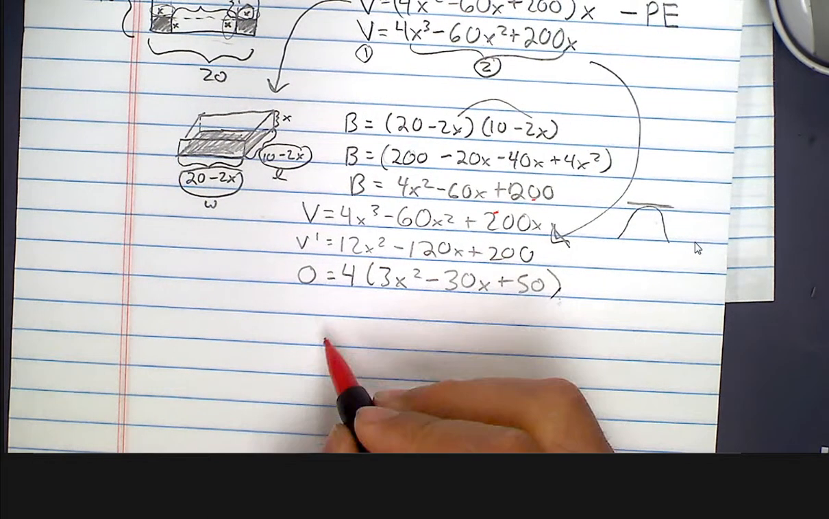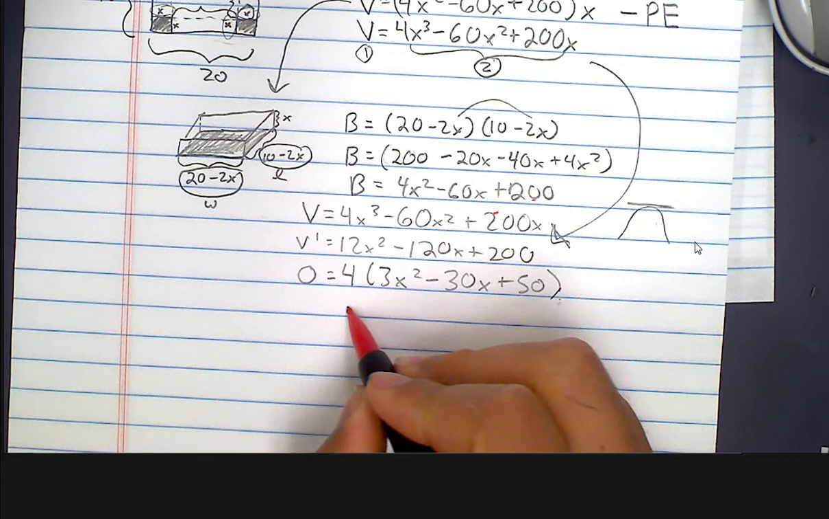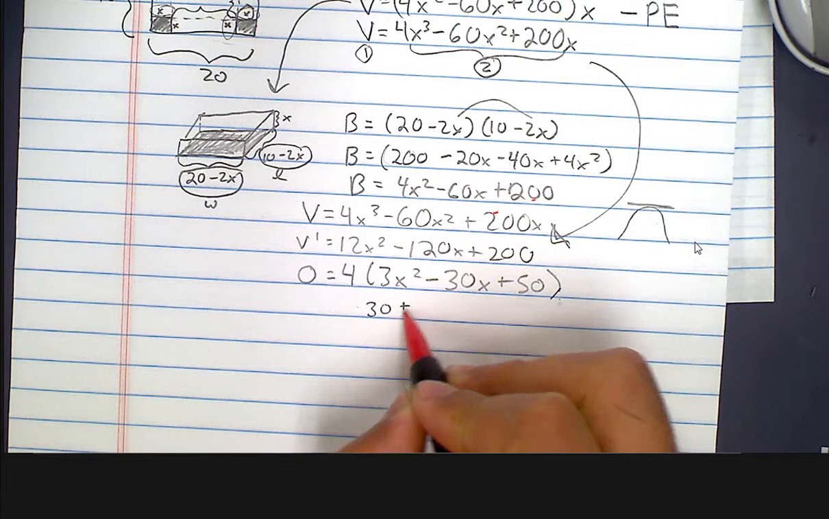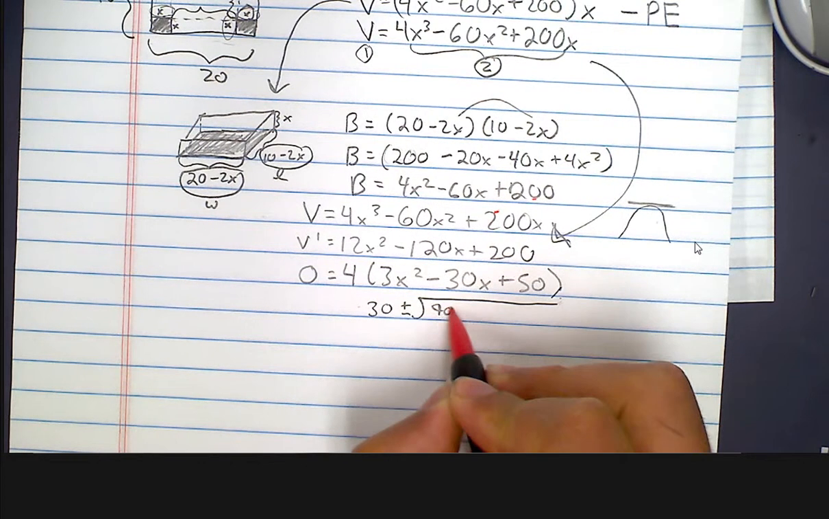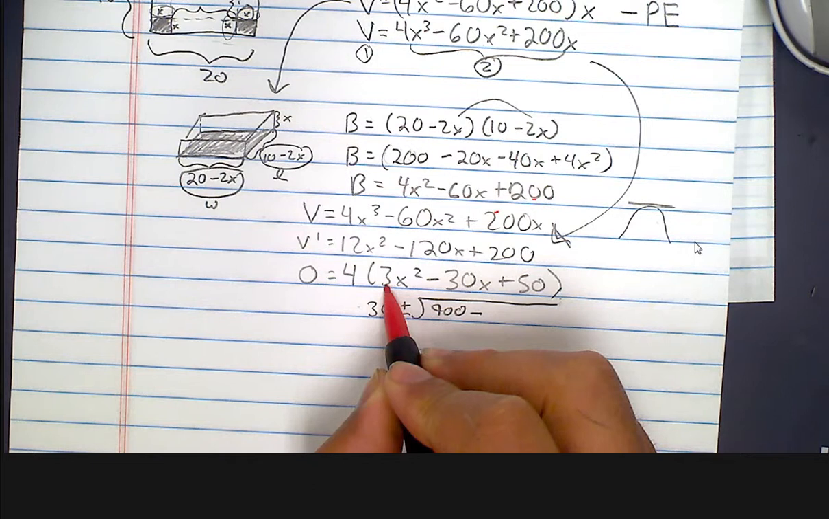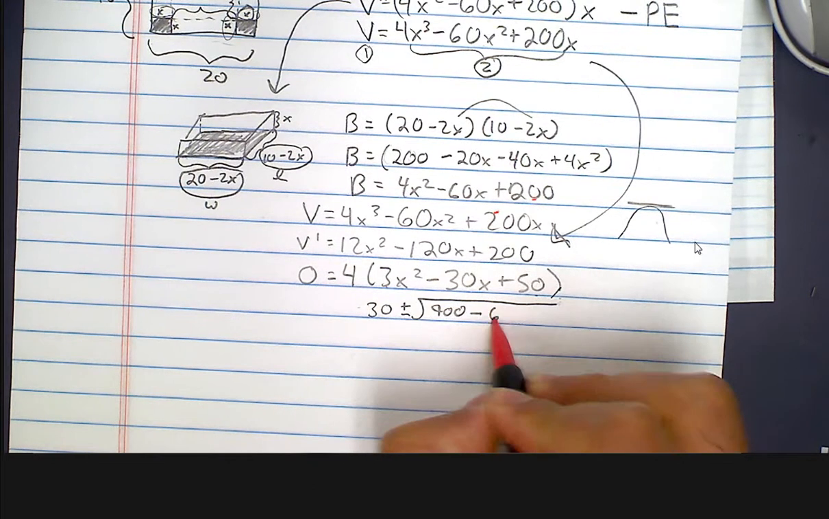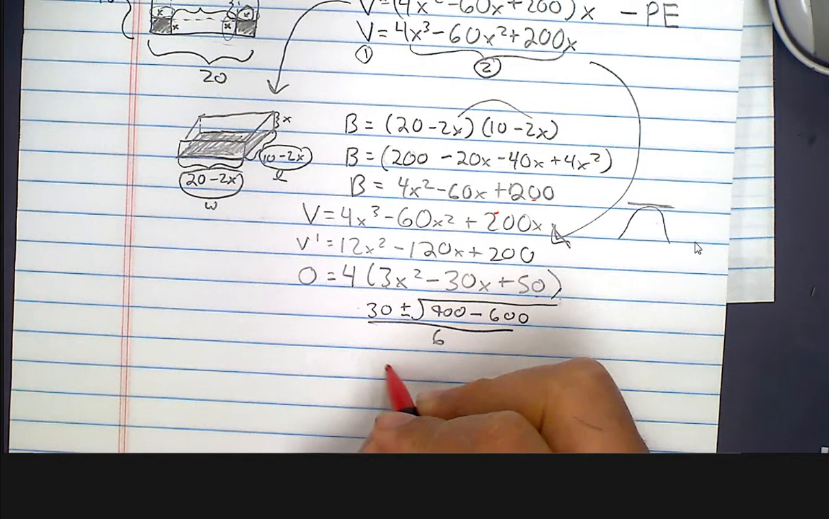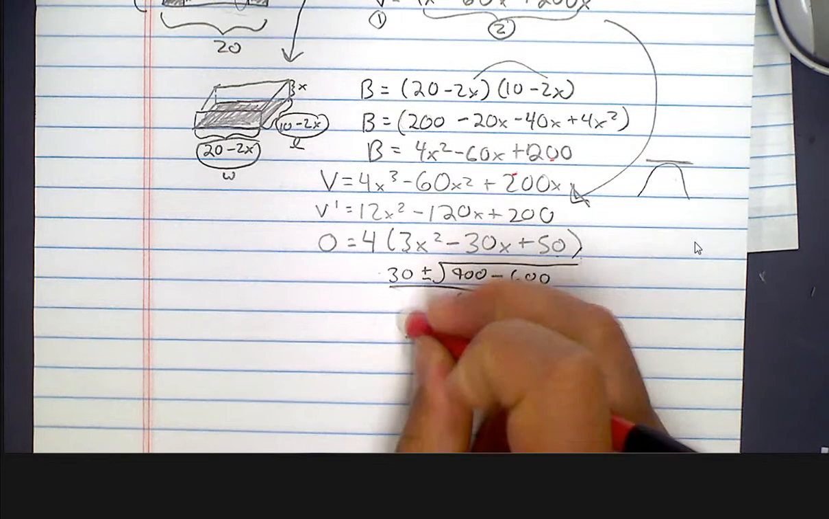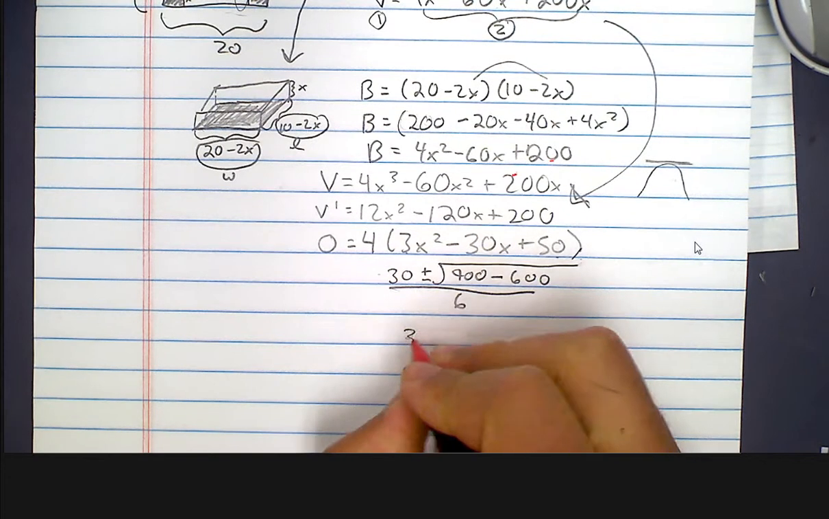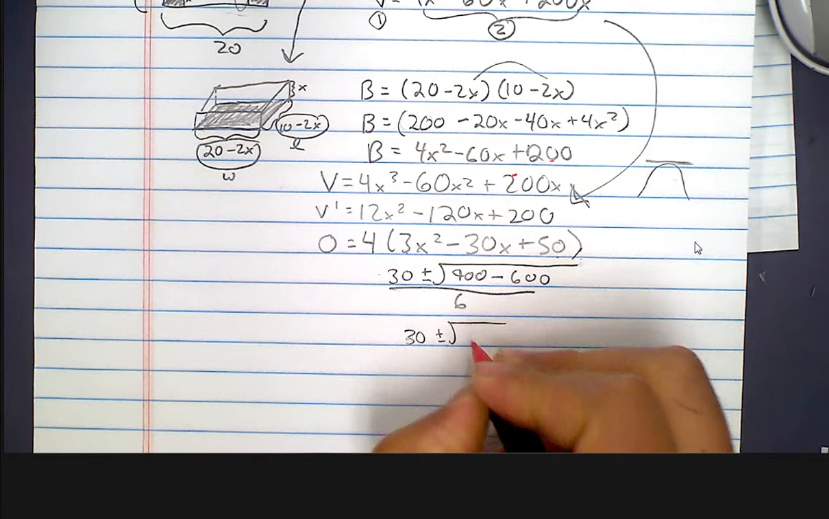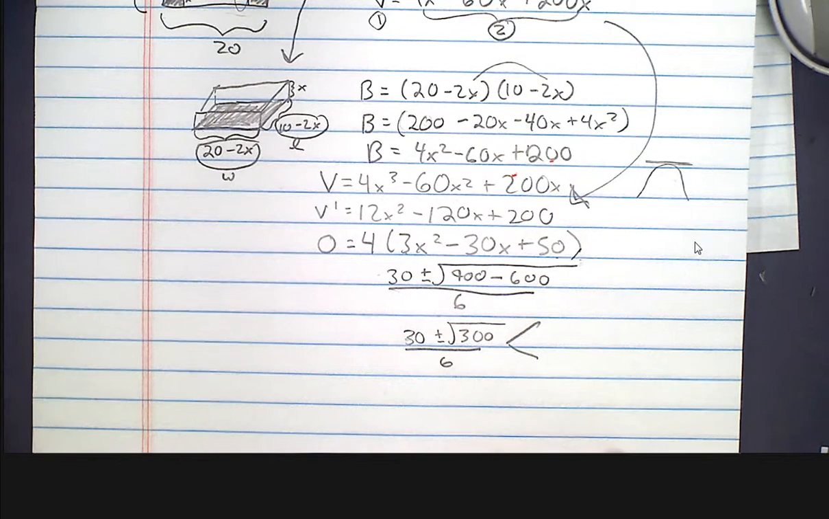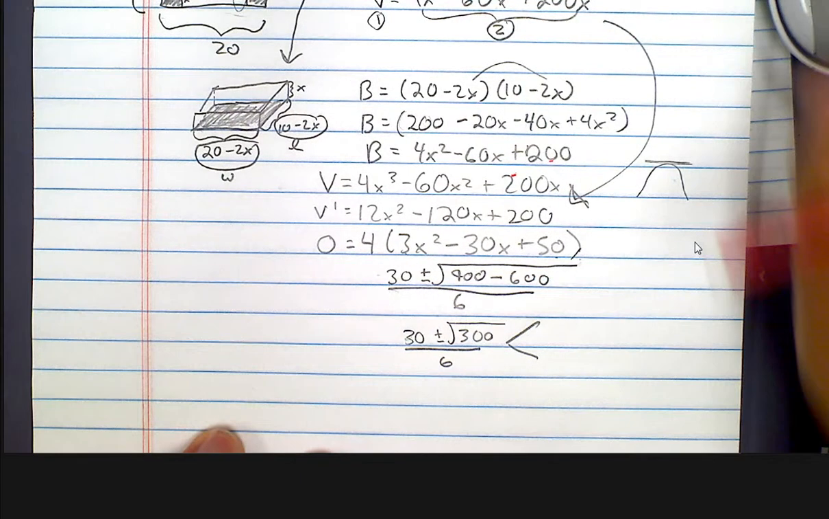Alright, so we're going to use our quadratic formula, which is negative b, which is positive 30, plus or minus the square root of b squared, 900, minus 4 times 3, 12 times 50, which is 600. So all over 2a, which is 6. Alright, so 30 plus or minus square root of 300 over 6. Alright, that's going to yield me 2 answers, okay? So pay attention to these answers.